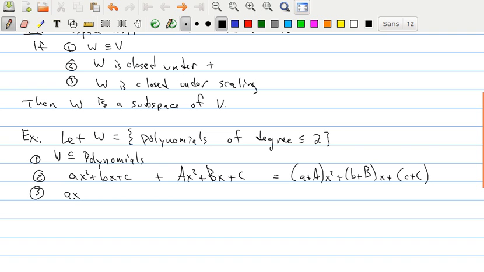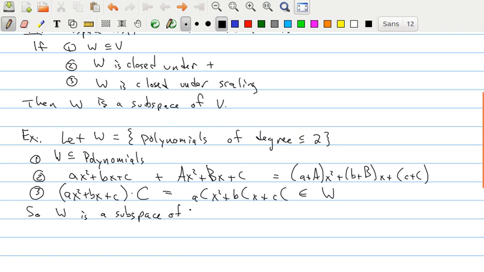Let's take an arbitrary polynomial of degree 2 or less, because some of these coefficients could be 0, so that's why I say 2 or less. And if we multiply this by any scalar c, we get acx squared plus bcx plus cc, and this is again a polynomial of degree less than or equal to 2. So this says that W is a subspace of the set of all polynomials. So that means, in particular, it is also a vector space.